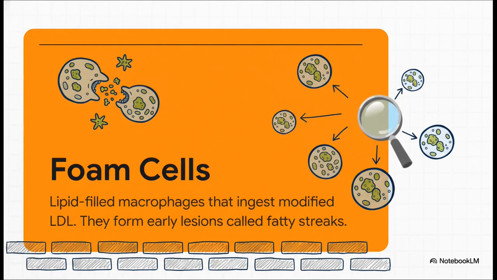Now, let's zoom in on these guys. Foam cells. You absolutely need to know this term. What are they? Well, remember those monocytes that went inside? They turn into macrophages, which are like the cleanup crew of the body. But here, they eat so much LDL cholesterol that they get fat and bloated. And under a microscope, they look, well, foamy. These foam cells are the very first building blocks of the plaque. They are the foundation of the whole problem.